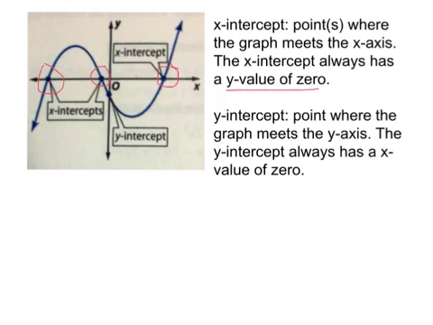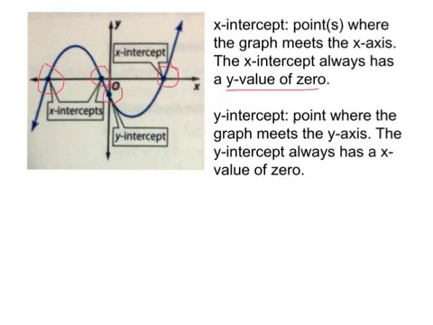The y-intercept is a point where the graph meets the y-axis. That y-intercept always has an x value of 0. There can only be one y-intercept. You can only cross the y-axis once. You can cross the x-axis several times, but can only cross the y-axis once.